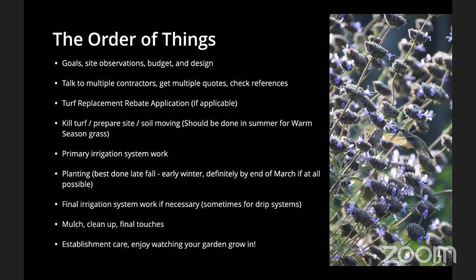Then you're going to be doing your planting, best done late fall to early winter if possible, definitely by the end of March if at all possible. Even water-wise plants do not want to be planted in July and August, especially inland. Then if you're doing a drip system, any of that final irrigation system work is necessary. Then you're going to be doing your cleanup, your mulch, your final touches, putting in your bird bath, putting in your bench, all that sort of stuff. And then you're going to move into that first year of establishment care to enjoy watching your garden grow in.